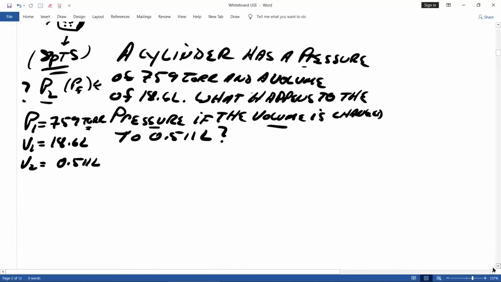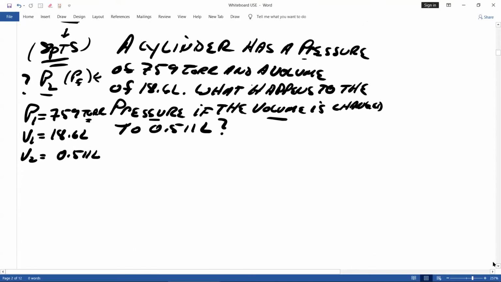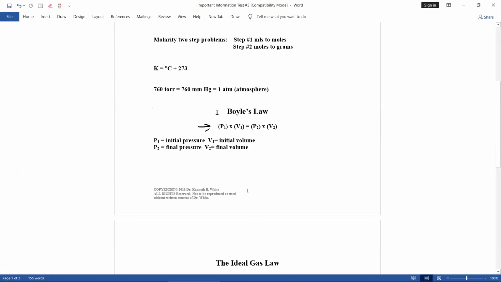And as soon as I see that, I say to myself, well, I've only got pressure and volume, and I'm dealing with a gas, so that means Boyle's law. P1 times V1 equals P2 times V2. And remember Boyle's law will be given to you, important information, on test number 3, which is not this week, but it's coming up. P1 is initial pressure, V1 is initial volume. P2 is final pressure, V2 is final volume.